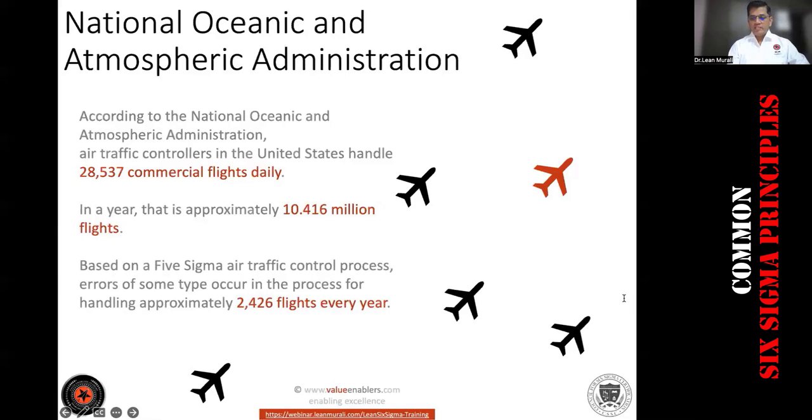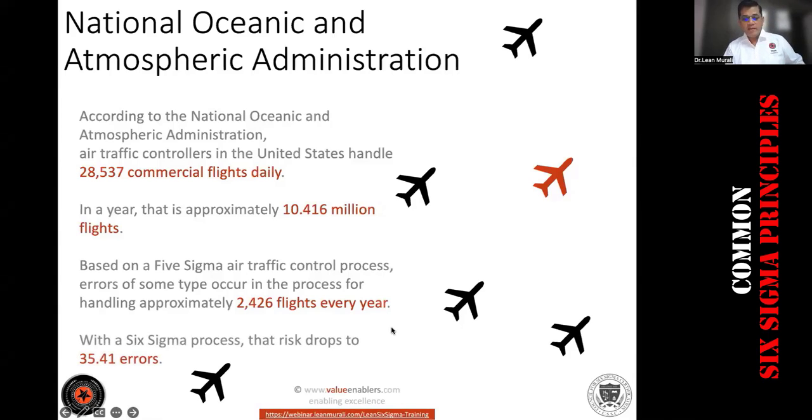Now look at this, just to give you an idea about what 5 Sigma and 6 Sigma are. In a 5 Sigma air traffic control process, there is an error of some type in the process handling of 2,426 flights every year. All of you give a wow icon in the chat box. 2,426 flights which have some errors.